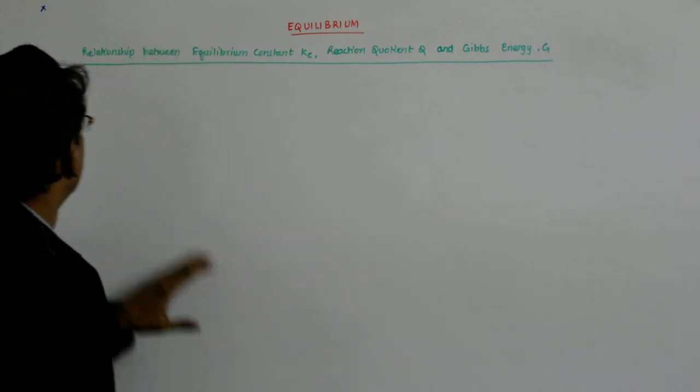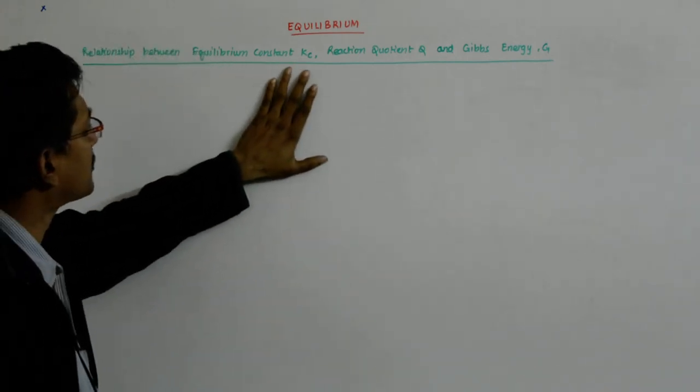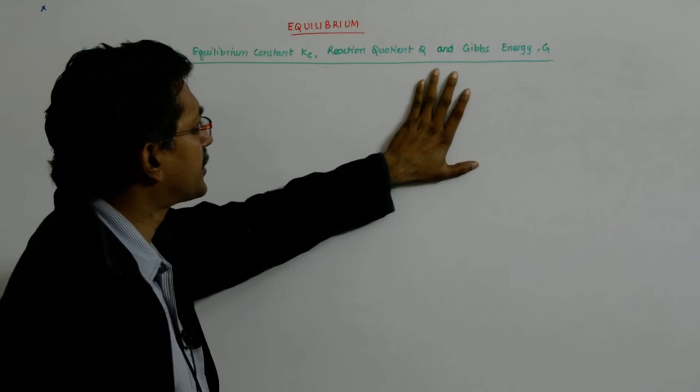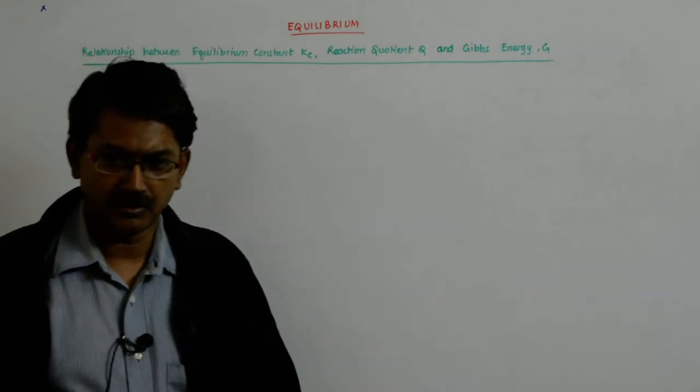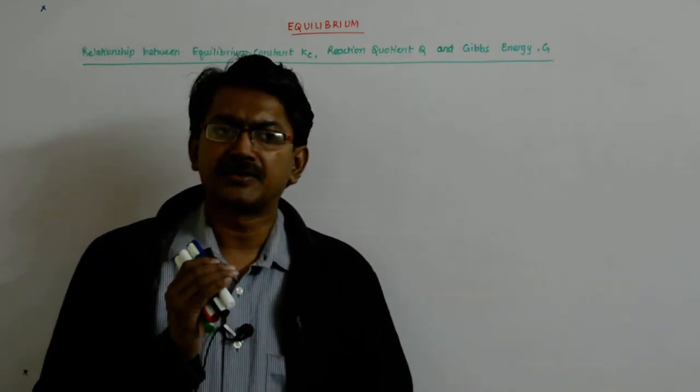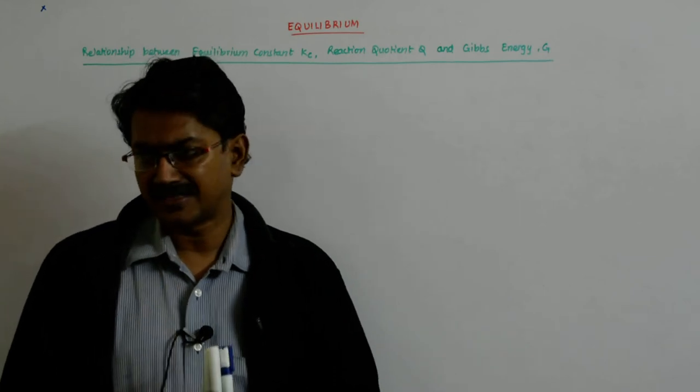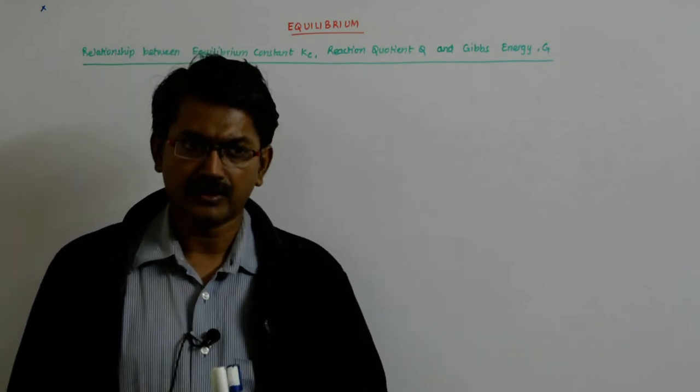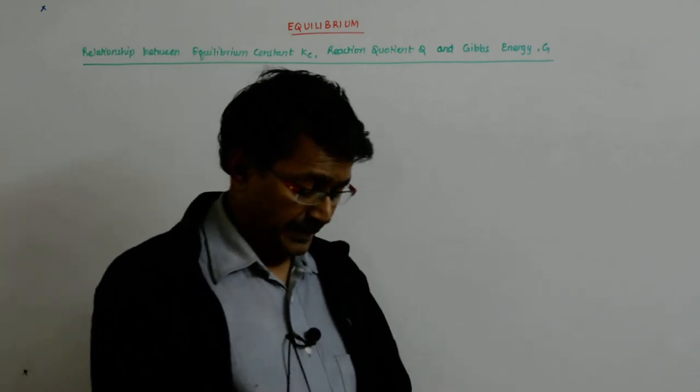We come to the relationship between the equilibrium constant Kc, reaction quotient Q, and Gibbs energy G. The concept of Gibbs energy was introduced to you in the last chapter of thermodynamics. Gibbs energy.